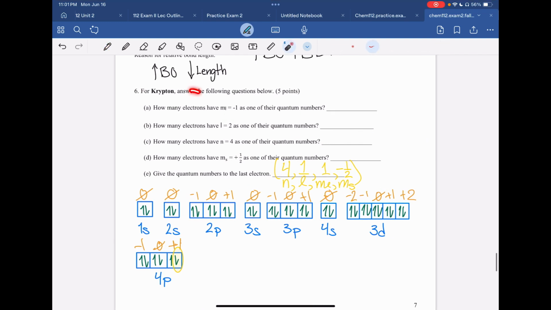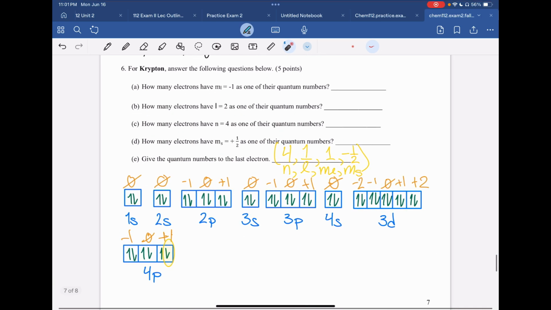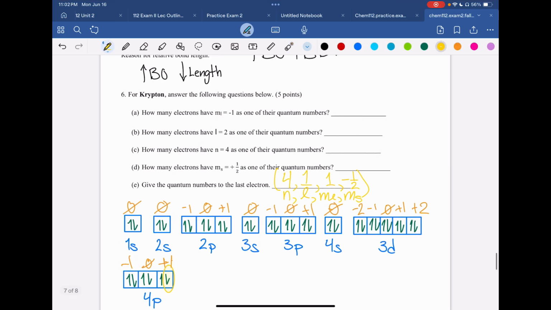Okay, for all these other questions, you're simply just going to count. So, how many electrons have an M sub L of -1? Your M is the symbol at the top of the box. So there's a couple of -1 symbols, and you're just going to count all the electrons in them. This has 2 electrons, 4, 6, 8. So the answer is 8.